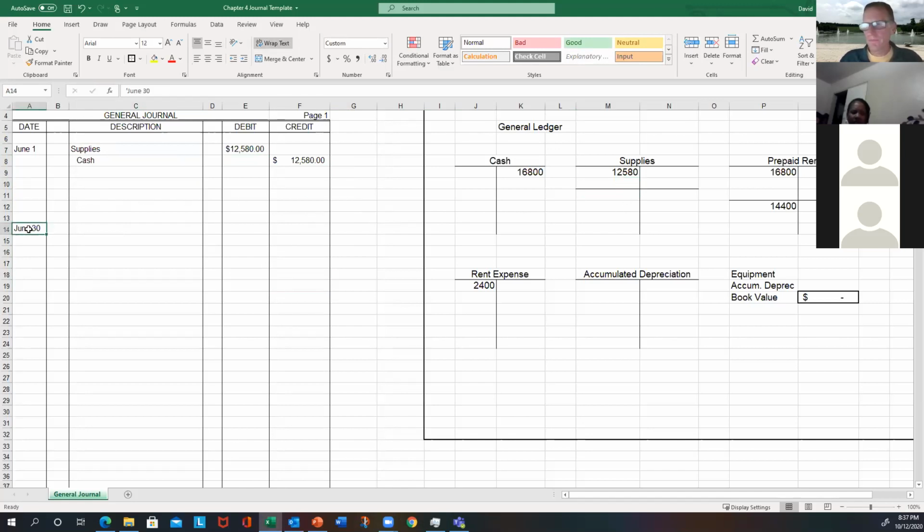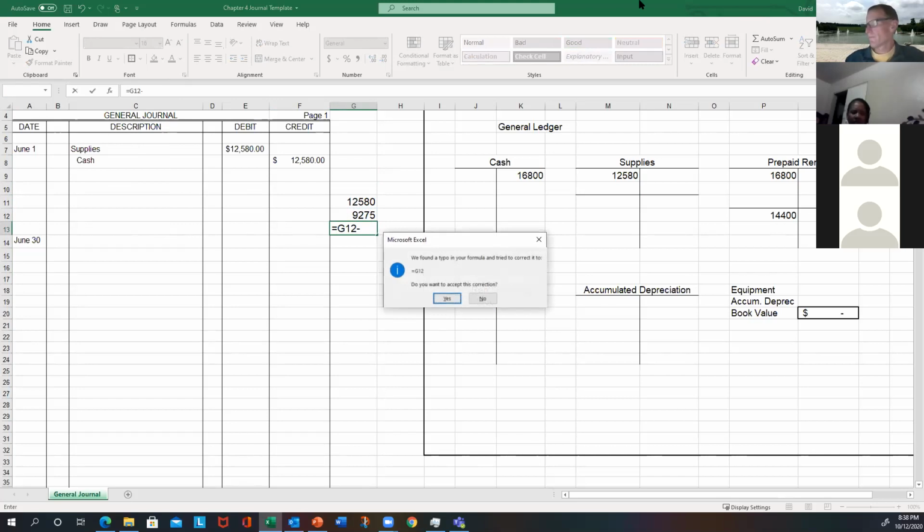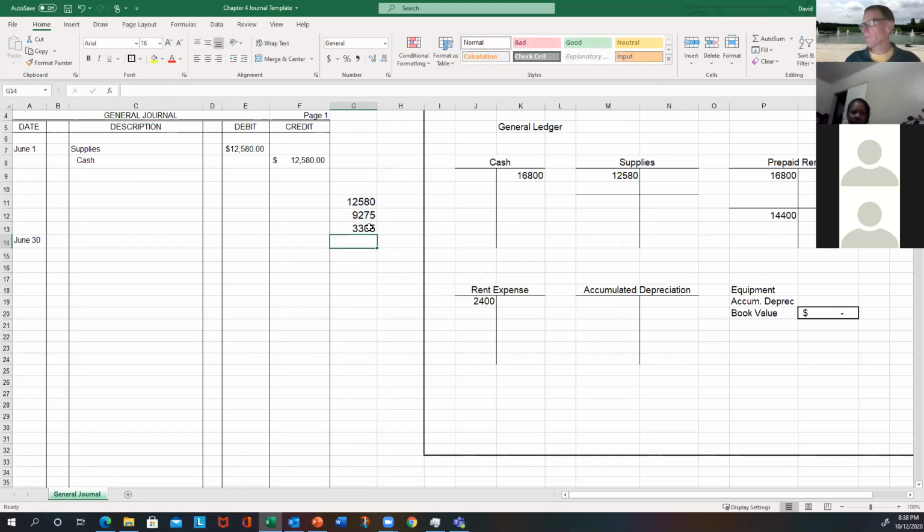Now you get to the end of June, and the problem tells us that $9,275 of supplies were on hand. So it's a simple calculation, I'm going to type this in right here. If you have 12,580 and you have 9,275 left, type something in, hold on just a second. 3,305. Yeah, you would just take that, subtract the difference, and let me make a note. That is what you used. Okay, Dan, you're right. So you used 3,305.